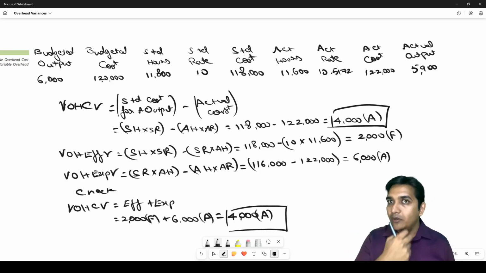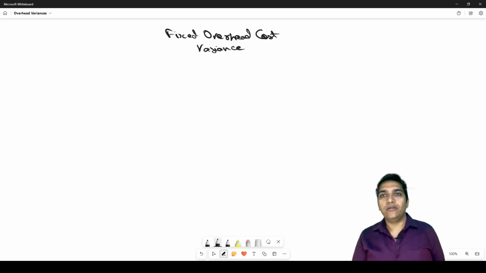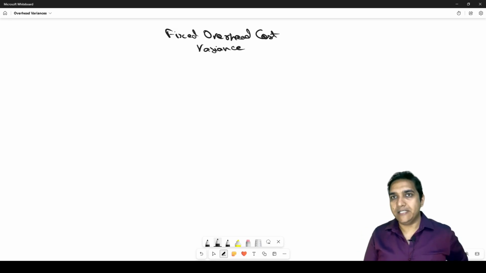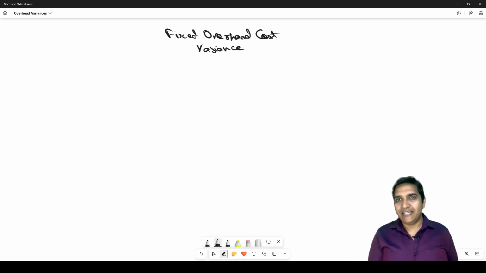Now, next we will look at fixed overhead variances. Now we will talk about fixed overhead cost variances. So first let us understand what is fixed overhead. Let's take an example of two different costs. One, material, and the other one, rent.